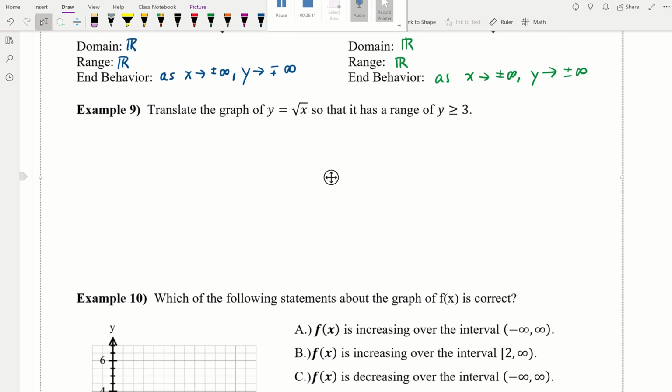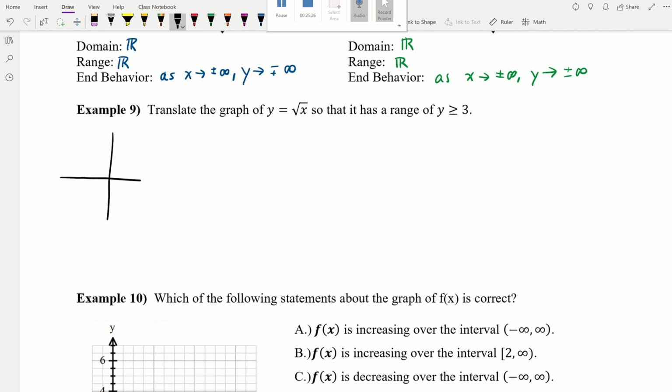So example 9 wants you to translate the graph so that it has a range where y is greater than or equal to 3. Well, you just got to think about what's going on. Normally, when you have that square root graph, we start at 0, 0, right 1 goes up 1, and the graph goes like this. The range of this function is y greater than or equal to 0. Well, if we want the range to be y greater than or equal to 3, then that means our graph needs to start up 3 and go like this.